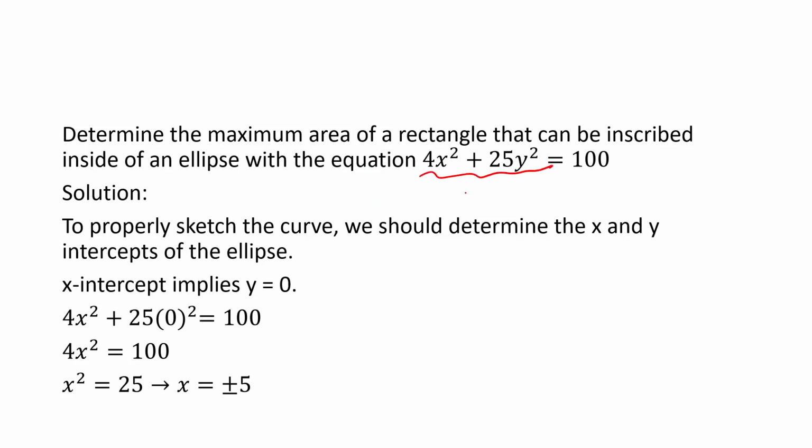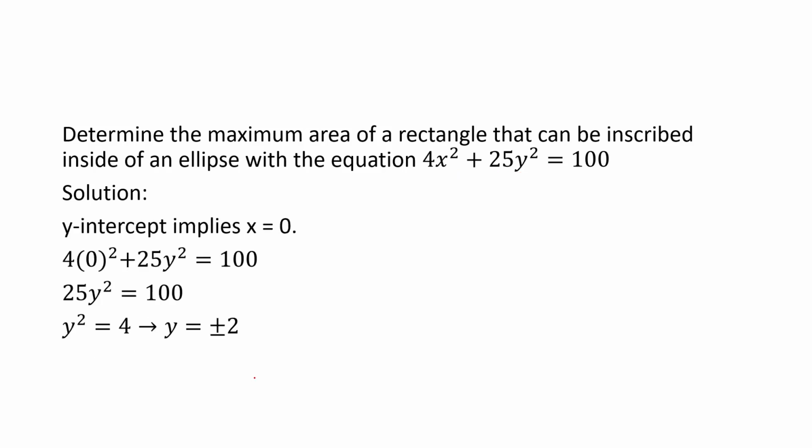So this is the equation of our ellipse. If we let y equal 0, then what we get is 4x squared equals 100. In other words, x squared is 25, so x is plus or minus 5. What that means is this oval, it's not exactly an oval, but this oval that we're going to draw will have x-intercepts of plus or minus 5.